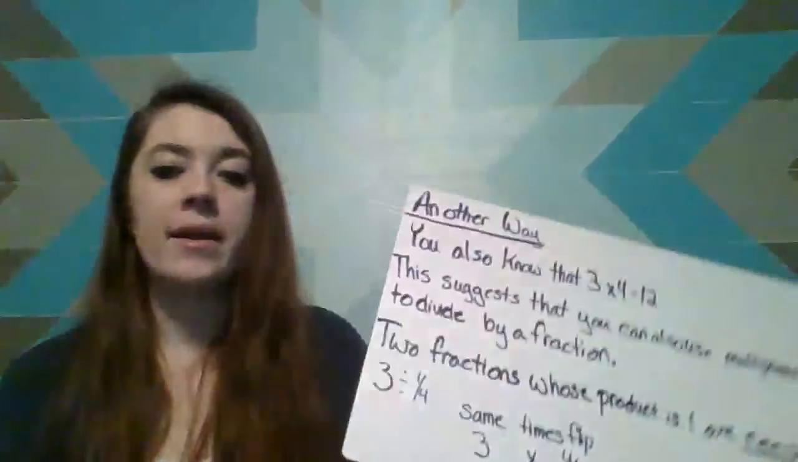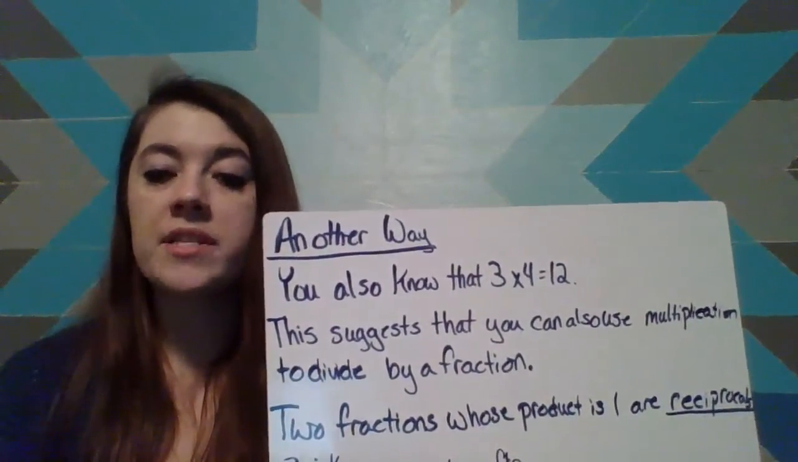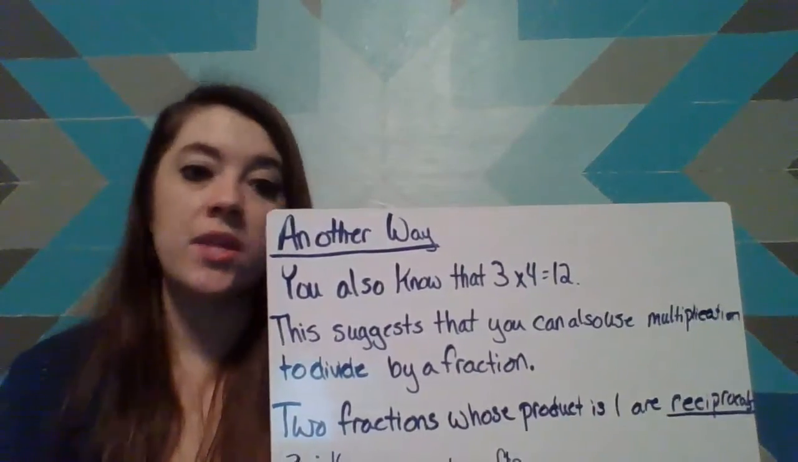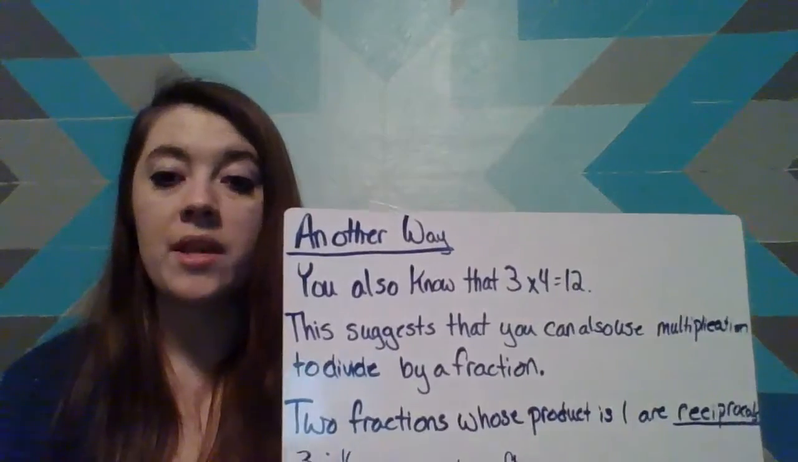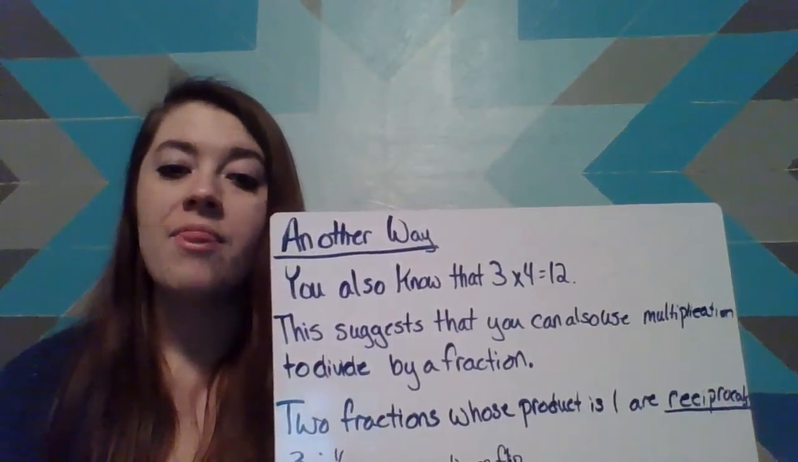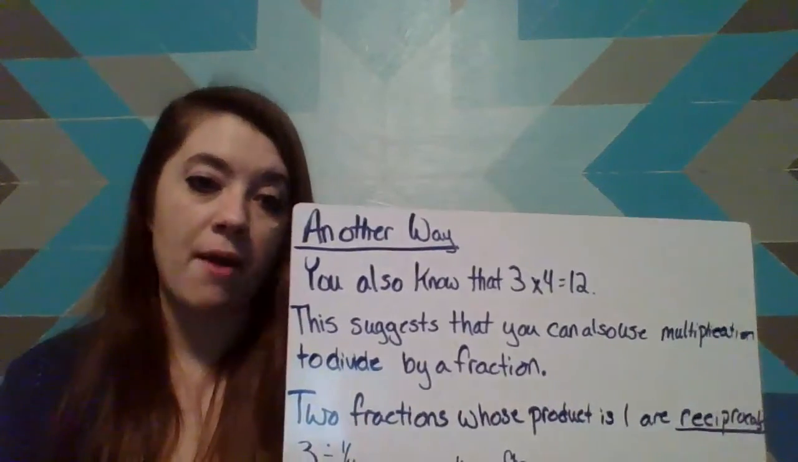The other way, so we know that 3 times 4 is 12, and we knew that the answer to this problem, because we're looking at the same exact problem, is 12. So knowing that 3 times 4 gives us 12, that suggests that we can also use multiplication to divide by a fraction.